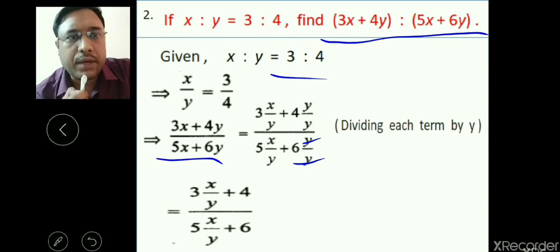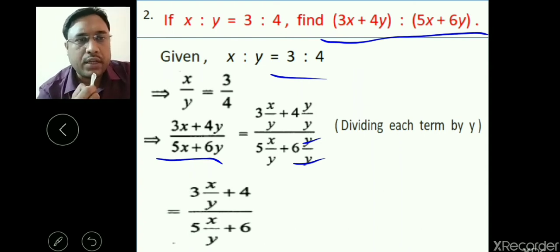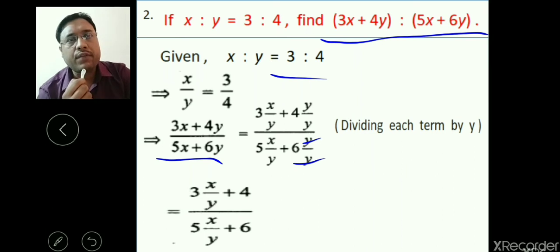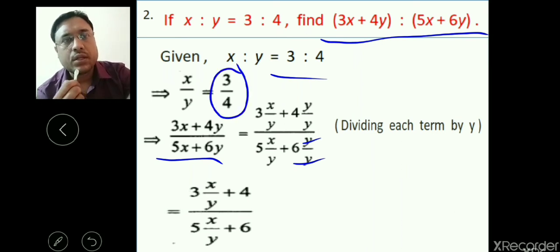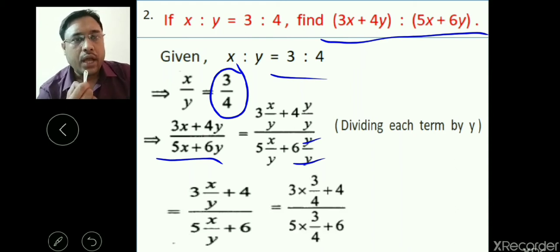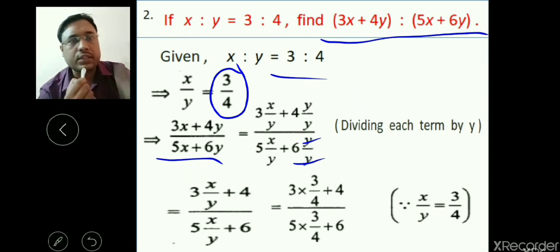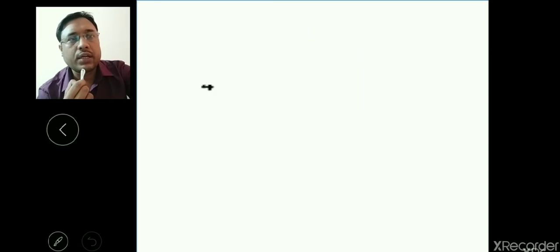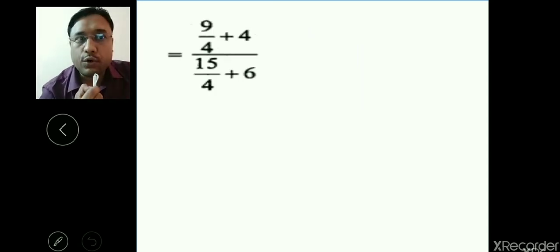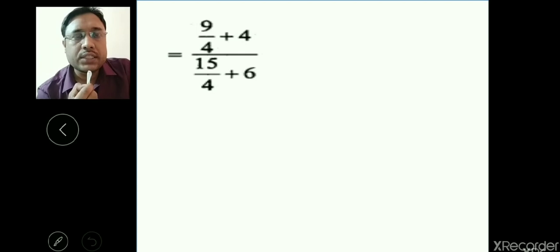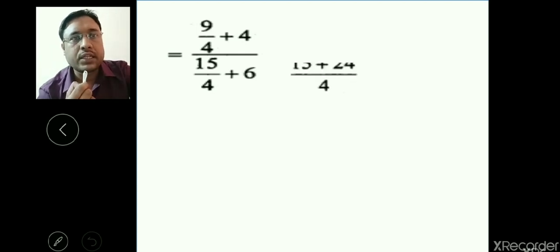So ultimately you are getting 3 into x by y plus 4 over 5 into x by y plus 6. And x by y value is given here as 3 by 4, so we can use that: 3 into 3 by 4, and downside 5 into 3 by 4. So now you will get 9 by 4 plus 4 over 15 by 4 plus 6. Now solve this rational number or fraction.